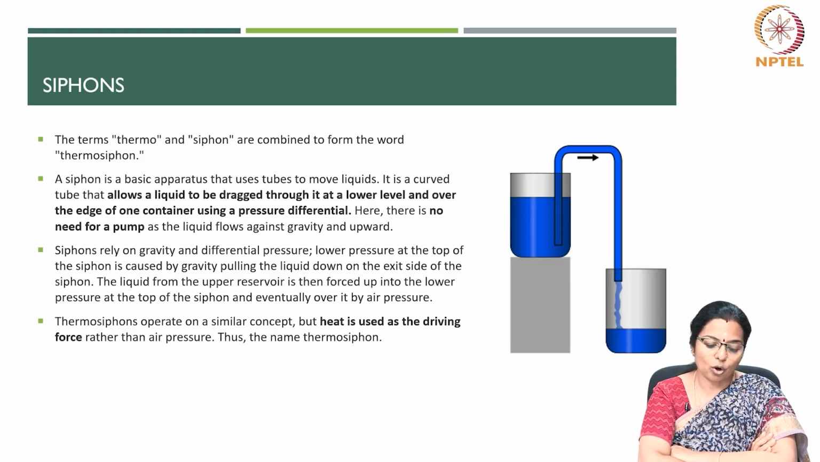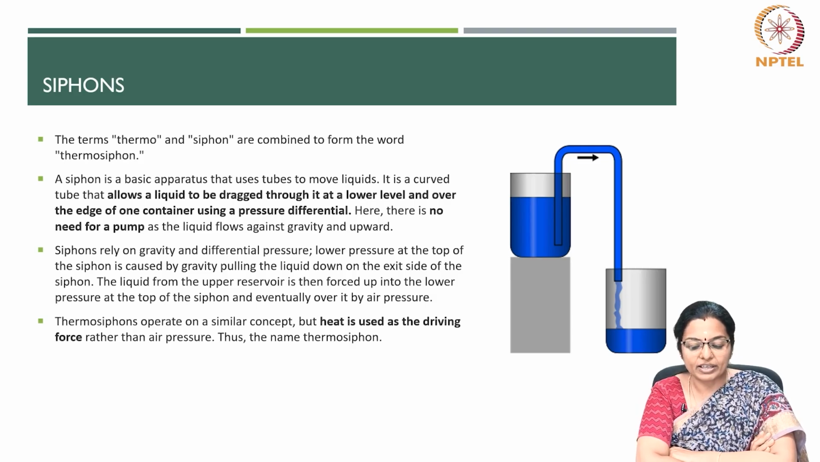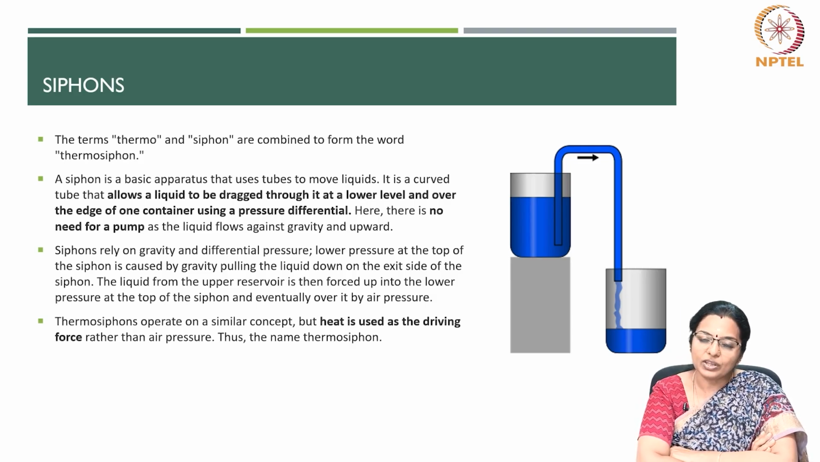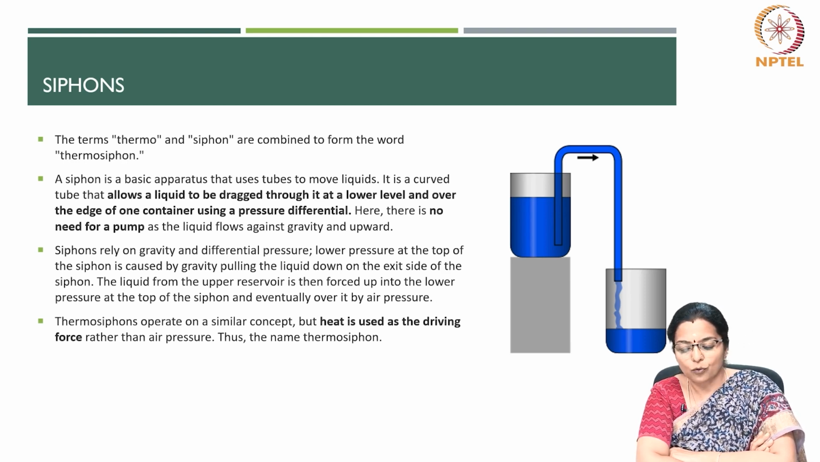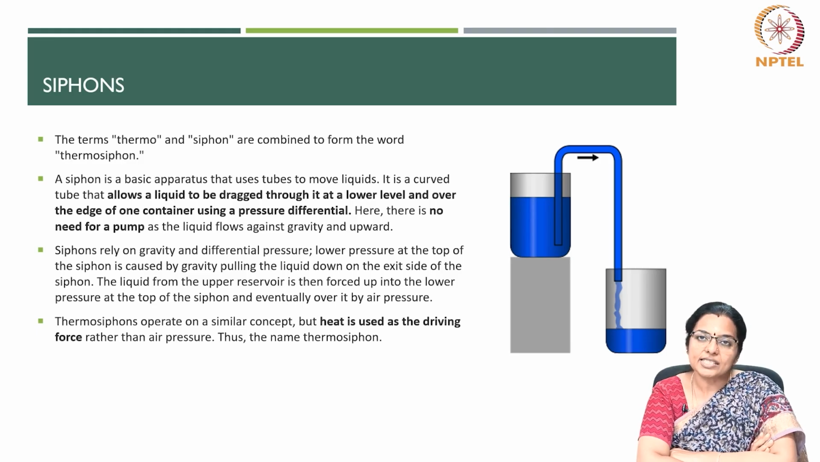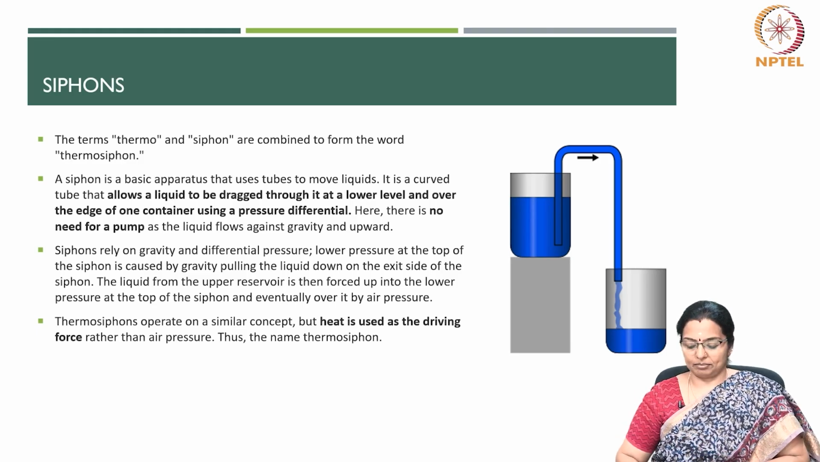Lower pressure at the top of the siphon is caused by gravity pulling the liquid down on the exit side of the siphon. A liquid from the upper reservoir is then forced up into the lower pressure at the bottom of the siphon and eventually over it by air pressure. Thermosiphons operate on a similar concept, but heat is used as a driving force rather than air pressure. Hence the name thermosiphon.